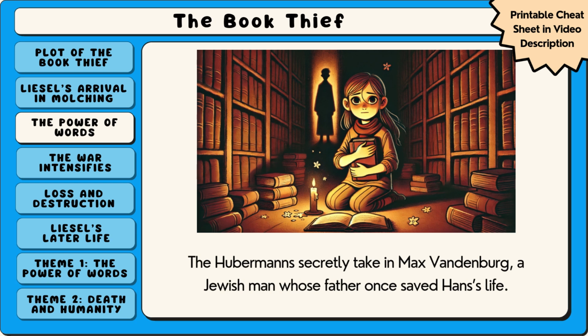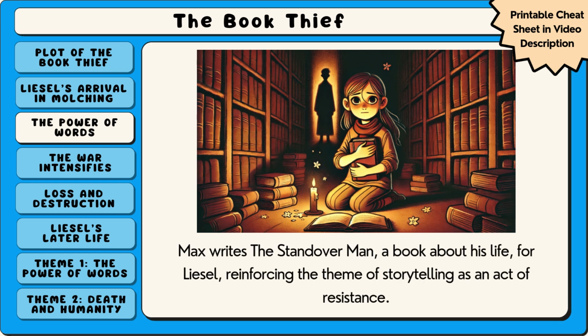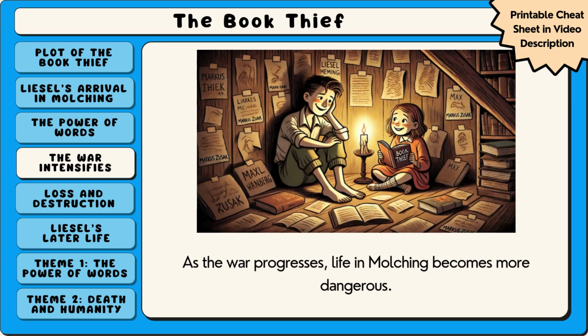The Hubermans secretly take in Max Vandenberg, a Jewish man whose father once saved Hans's life. Liesel and Max develop a strong bond, sharing stories and finding solace in words. Max writes The Standover Man, a book about his life for Liesel, reinforcing the theme of storytelling as an act of resistance. As the war progresses, life in Mulching becomes more dangerous.